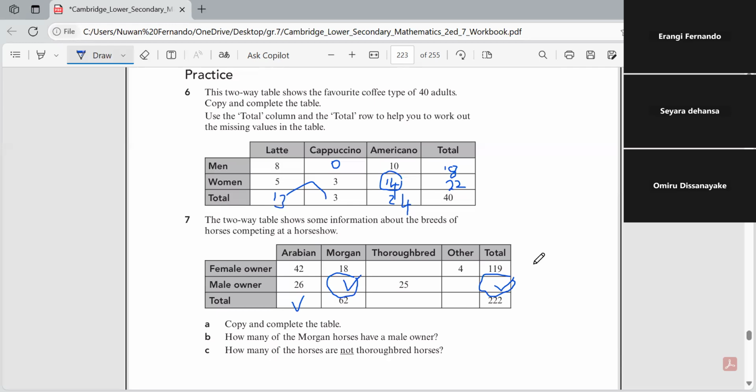How to get 20? Which one is easy now? Thoroughbred. Oh, thoroughbred, we can take the female total, right? Okay, what do you want to do? You need to add 42, 18, and 4. That answer you need to subtract it by 190. Okay, give the answer.